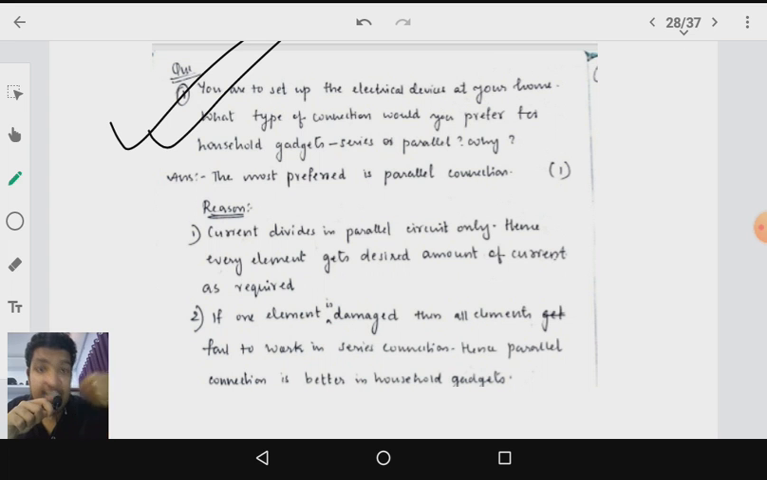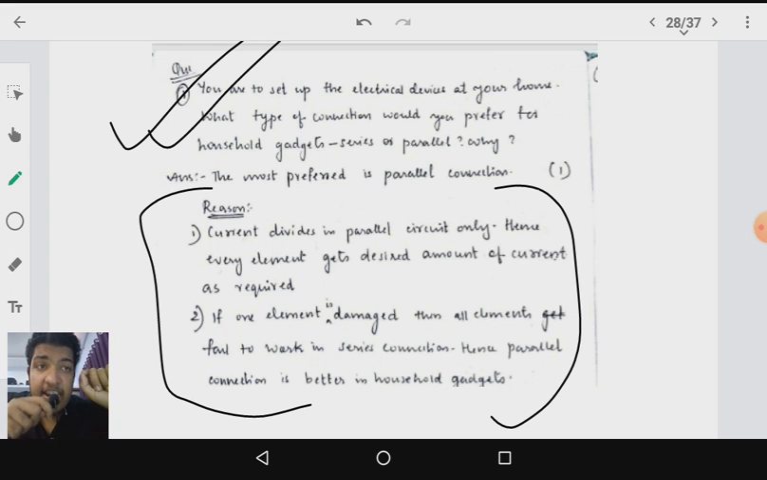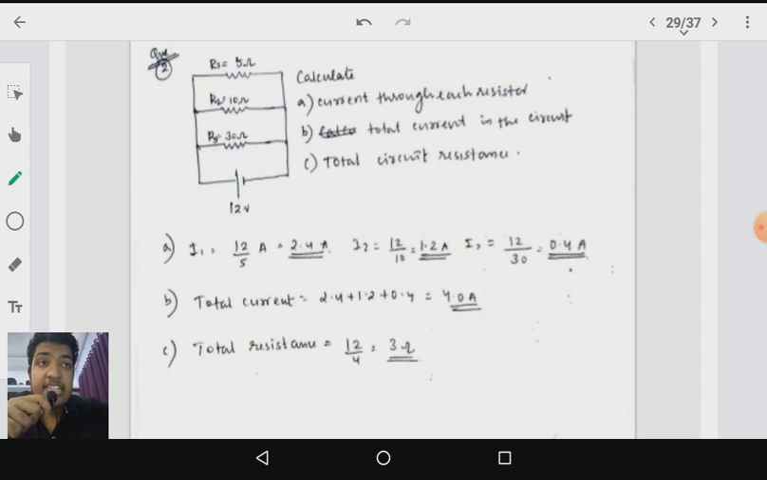If one of the gadgets gets damaged, all the devices which are connected in series get damaged. And that is the reason why we do not use series combination for domestic purposes. Rather we use parallel, because there the current splits, so each of the devices is going to get its desired amount of current. So that is the answer, and the reason is given over here. Current divides in parallel circuit only, hence every element gets the desired amount of current as required. If one element is damaged, then all elements fail to work in series combination, hence parallel combination is better in household gadgets.